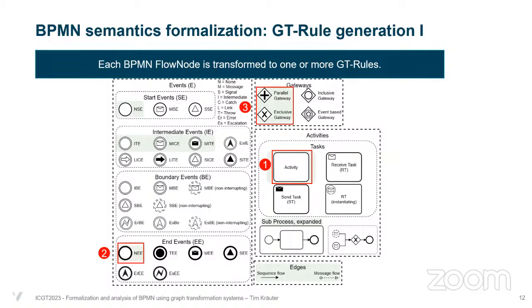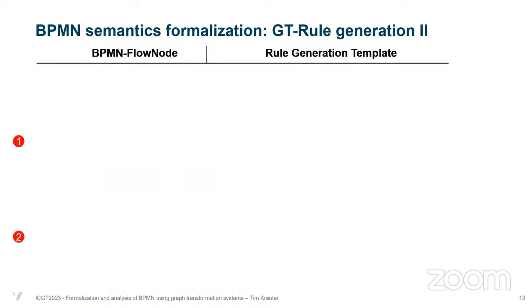So let's start with the activity. You've kind of seen a sneak peek on the previous slide. So the BPMN flow will be on the left, and then this rule generation template is kind of the idea of how we generate rules in the general case on the right.